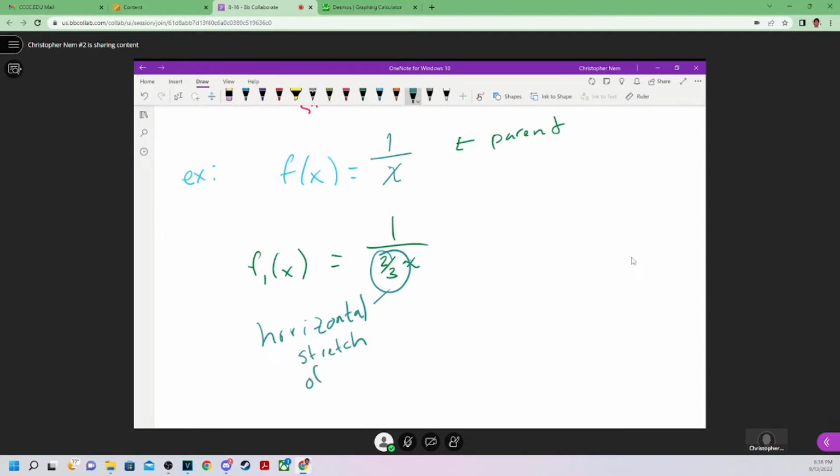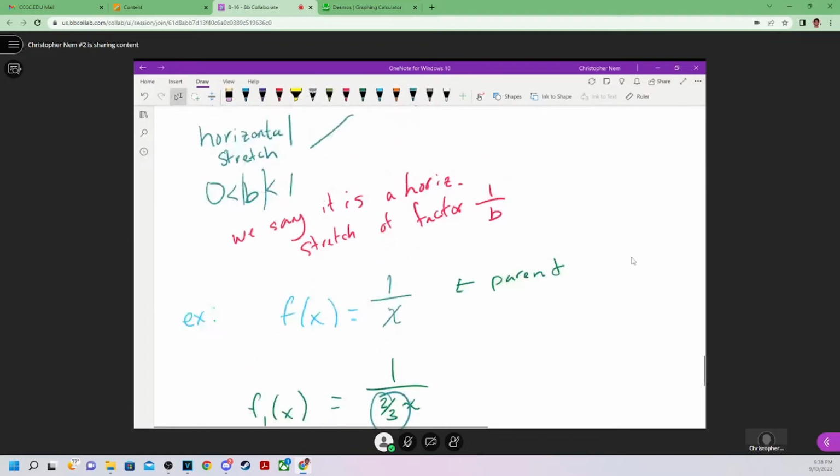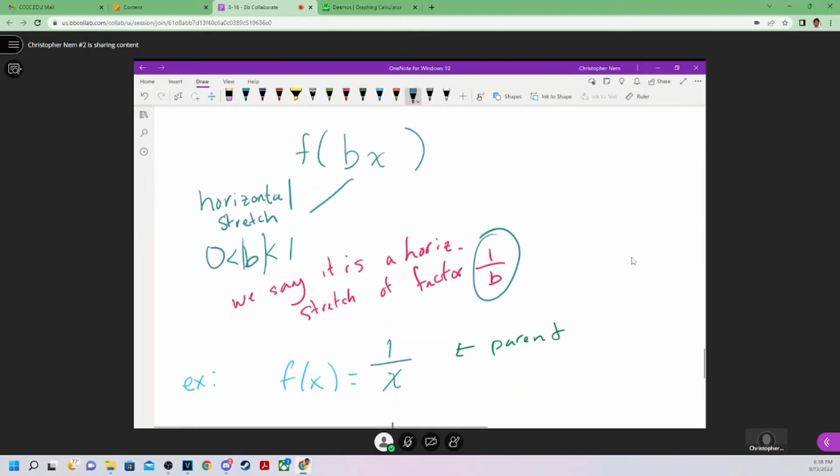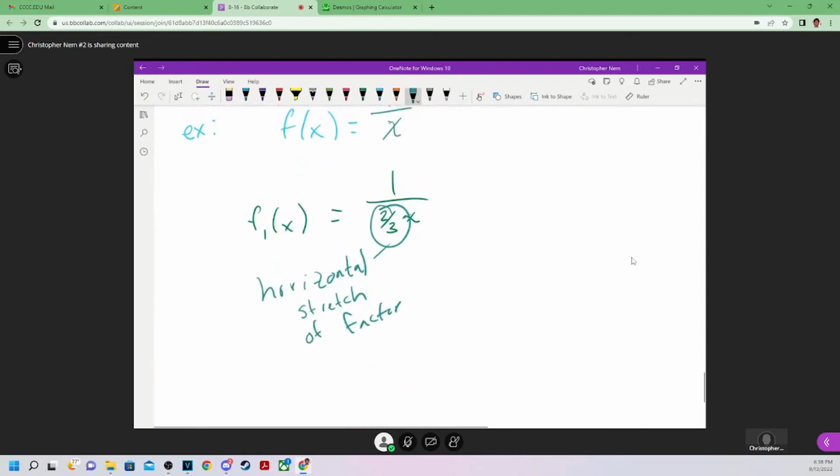And we say a factor. Now, we can't say factor of 2/3. Remember, when we're dealing with this, we always do the inverse operation. Instead of saying factor of 2/3 like we did with the vertical transformation, we have to reciprocate it. So it's a factor of 3/2. You always have to reciprocate that.